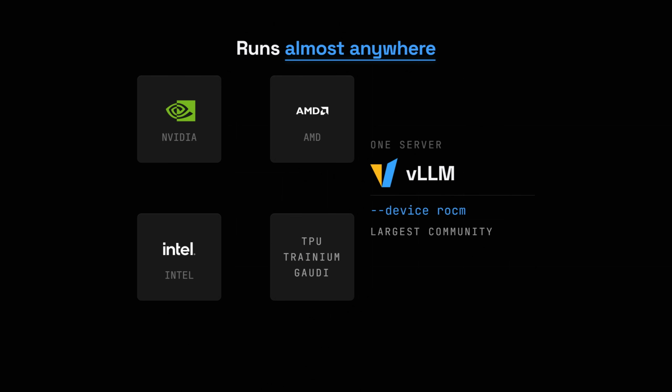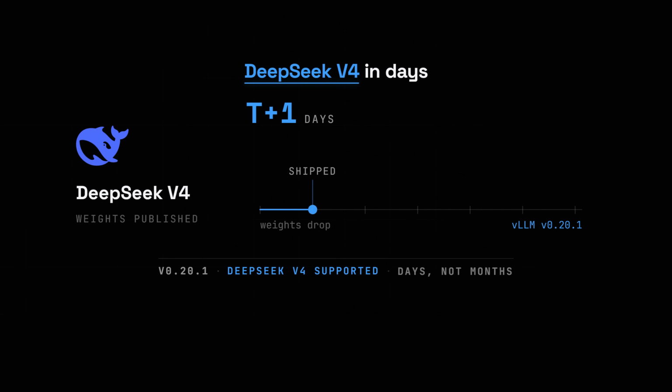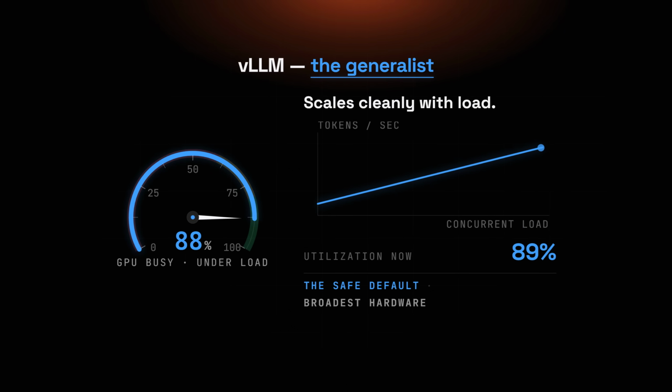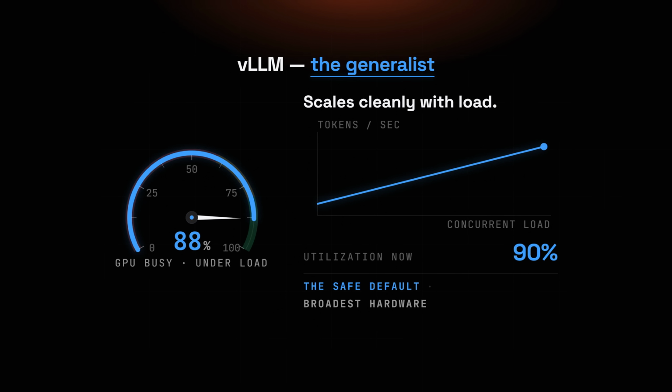vLLM also runs almost anywhere: NVIDIA, AMD, Intel, TPUs, Trainium, Gaudi, with a contributor base several times larger than any rival. Version 0.20 shipped DeepSeek v4 support within days of the weights dropping. If your traffic is a pile of unrelated prompts, or your hardware isn't a plain NVIDIA card, this is the safe default. So vLLM is the generalist: broadest hardware, broadest model list, the biggest community, and a throughput curve that scales cleanly with load.